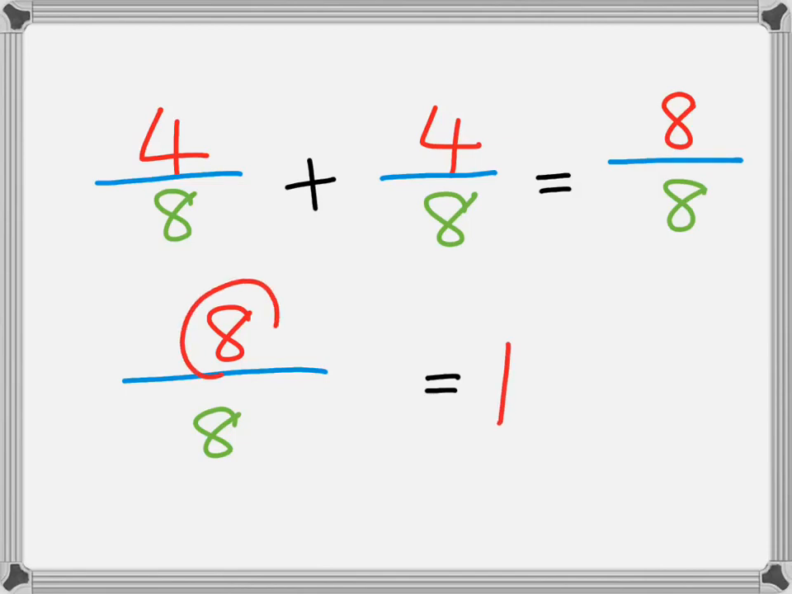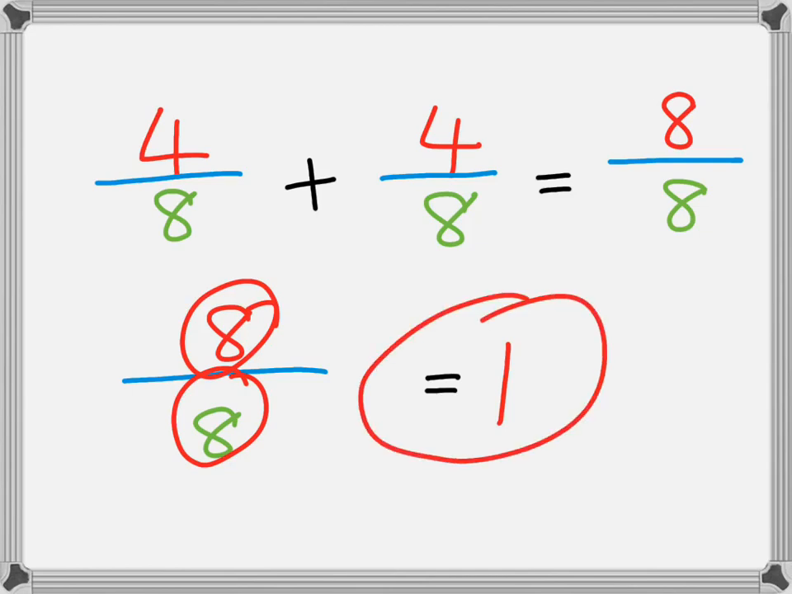Only when the top and the bottom, the numerator and the denominator, are the same, is it equal to 1. Okay, that's one of the rules you've learned, and you'll be using this all the way to grade 12. Very easy rule. Just put it into your memory bank.